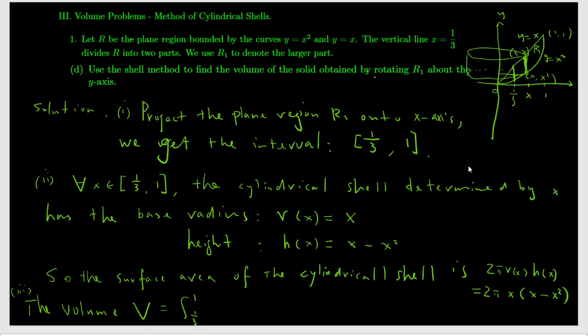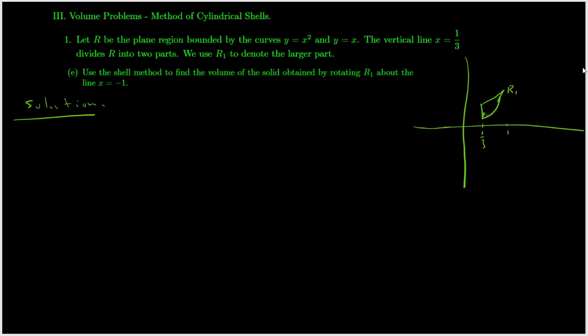You integrate the surface areas of the shells. You have the volume. You just copy the function as the integrand. I think you have 2 pi x times x minus x squared dx. So that makes sense. Okay. A second method. Yeah, that's the second method. The whole method is called the method of cylindrical shells. Now let's say so -1 is here.